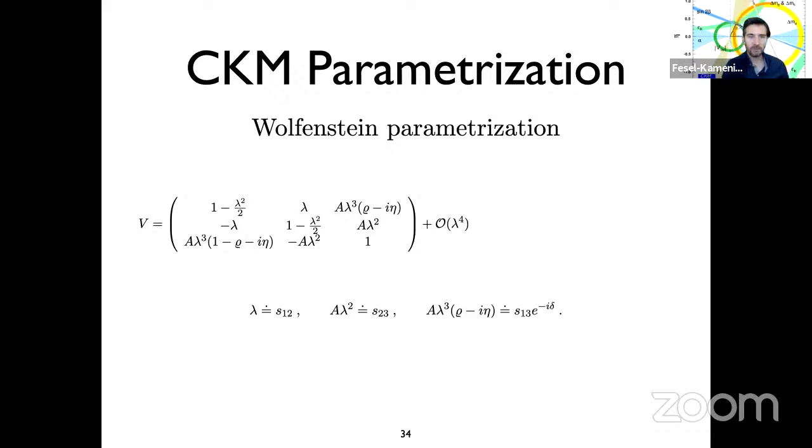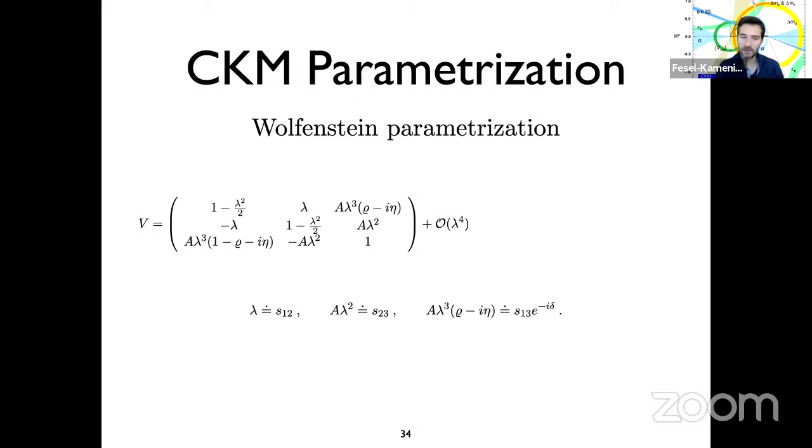The so-called Wolfenstein expansional parameterization then uses the fact that sine of the 1,2 angle is small, and this is what it defines as lambda, and this is our expansion parameter. And then the other off-diagonal elements, namely the sine of the 2,3 angle and the sine of the 1,3 angle, are then written out in terms of higher powers of lambda.